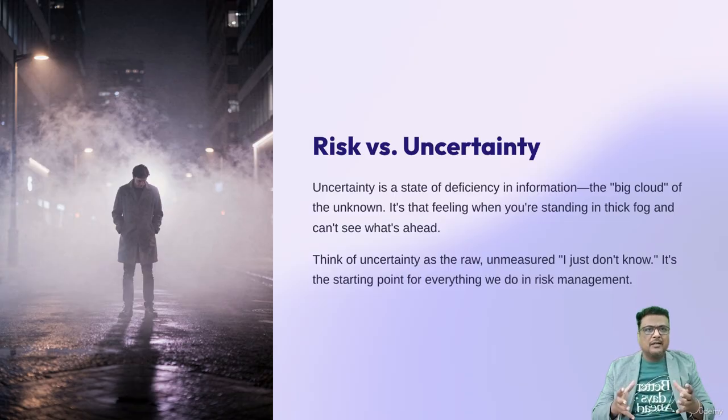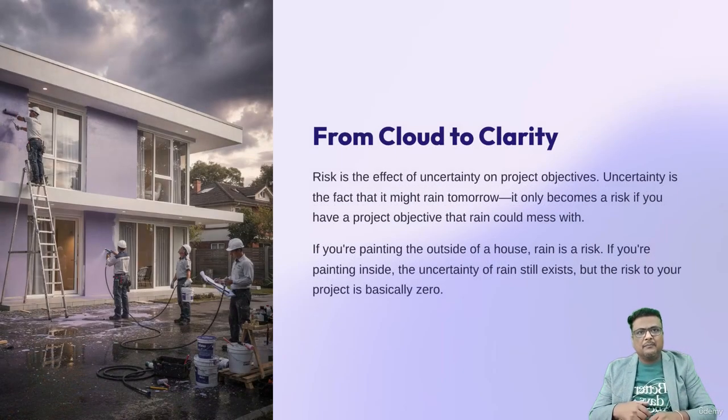So now that we've mastered the idea that uncertainty is just a general lack of information, you might be wondering how that actually works in the real world when we have specific goals to meet. Well, that brings us right into our next step, which is turning that cloud into an actual project risk. Stay with me here, because this is where we turn that cloud into something we can actually work with. In a professional sense, risk is the effect of uncertainty on project objectives.